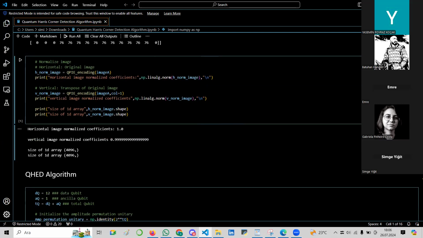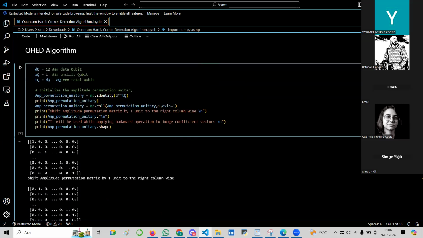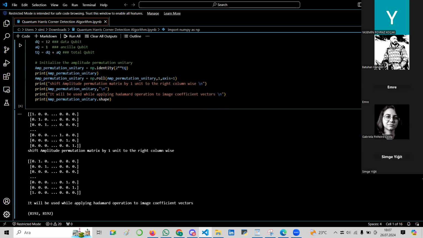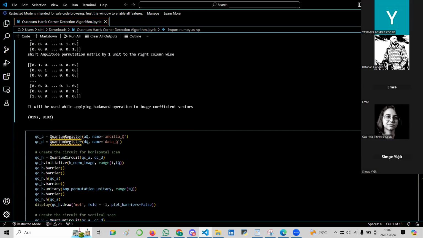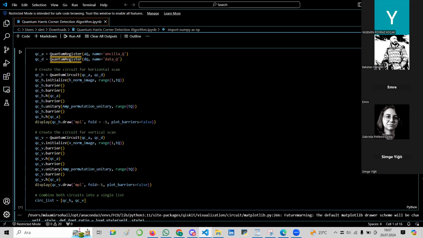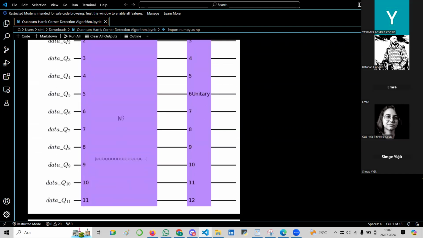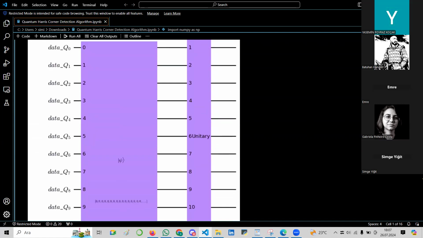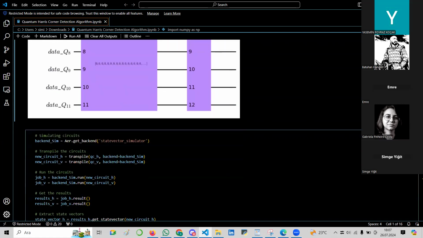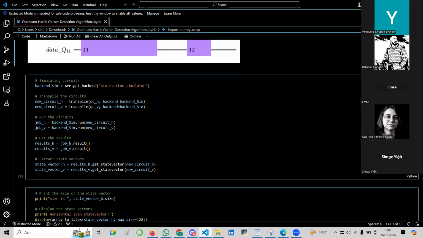Can you go down further? In that, we also have to include this unitary, which is the permutation unitary. Using this permutation unitary, we get the edge or the derivative of the images, in both the horizontal and the vertical direction. So here we have the circuits for both the horizontal and the vertical. This unitary is the permutation unitary that is used in the Hadamard edge detection technique.